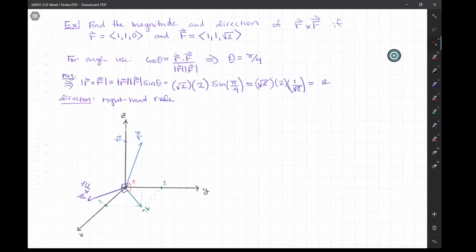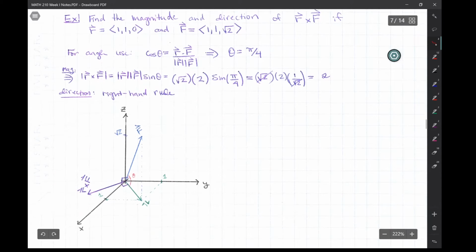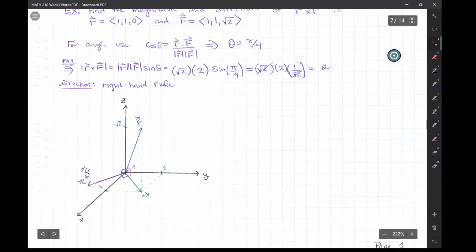And what are we left with to define a vector? A direction. So where does it point? Here, we're going to use the right-hand rule. Here's our vector R. It lies in the xy plane because it has a component of z equal to 0, so it's lying on that plane. And here's F that's directly above it, but with a 45-degree angle between them. Curl your fingers from R to F, and your thumb, by the right-hand rule, should point in the direction of R cross F, okay?